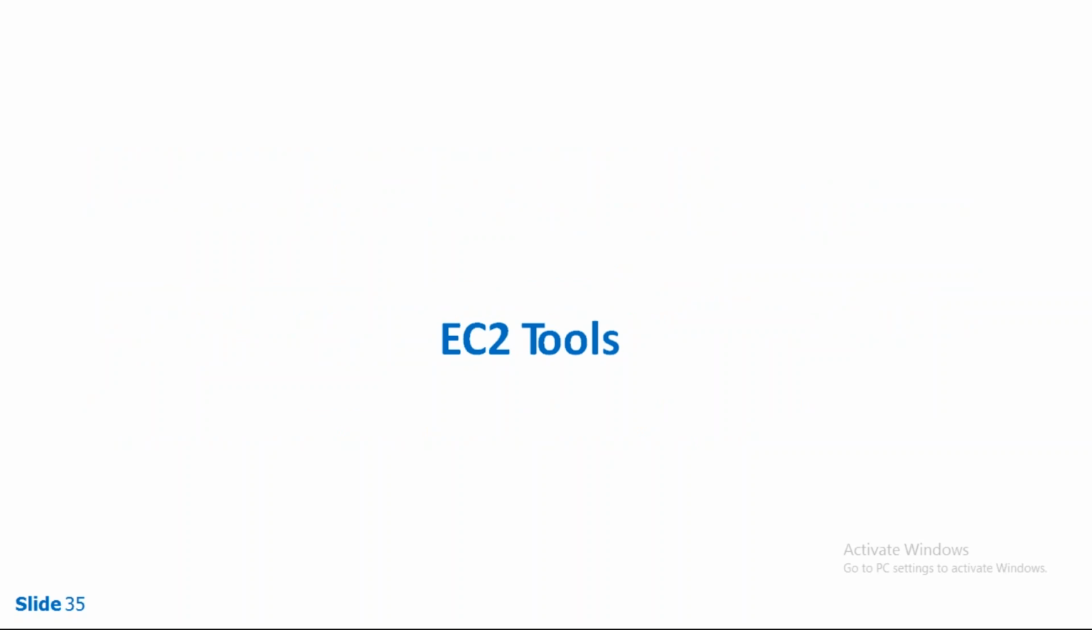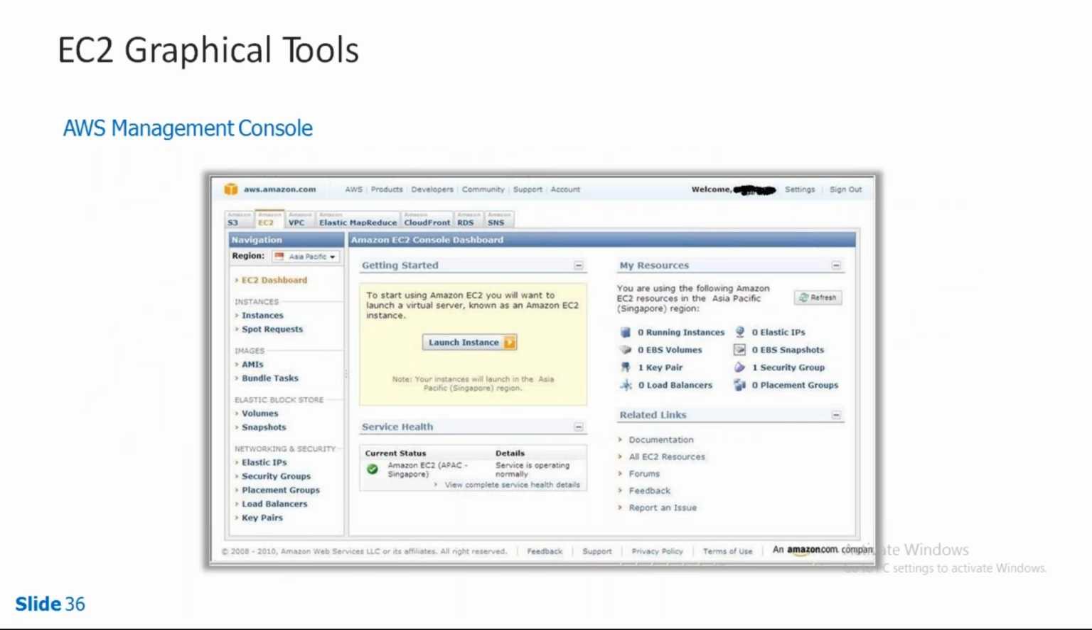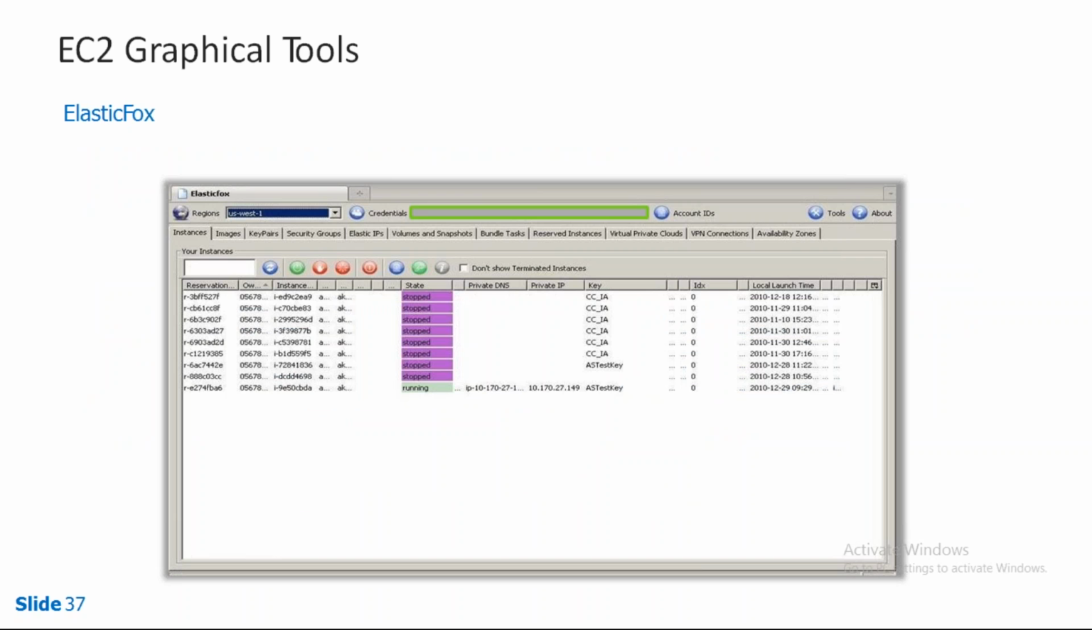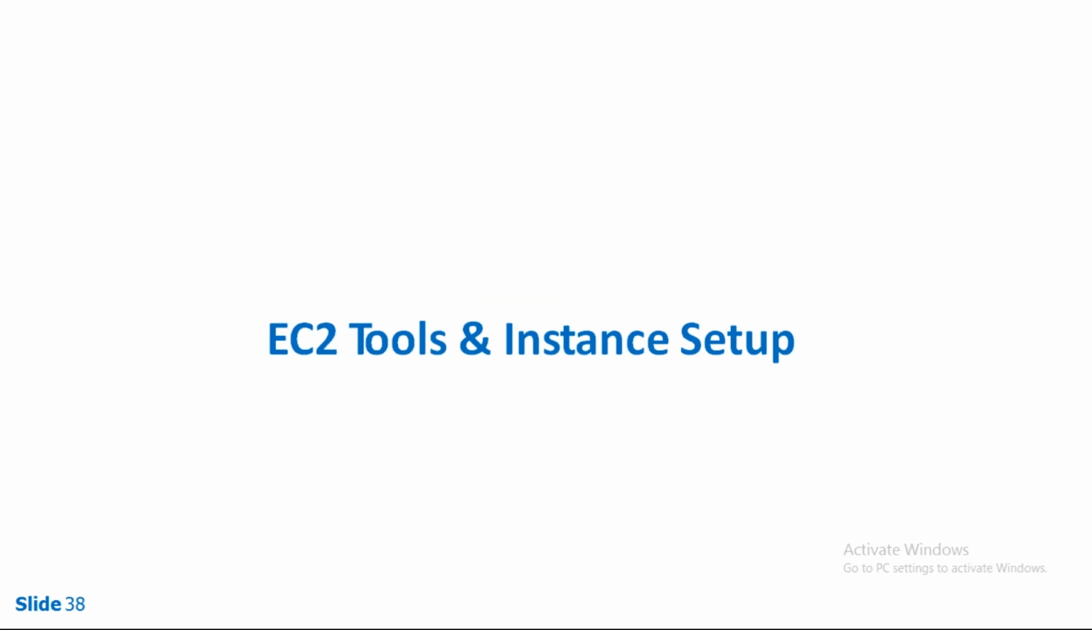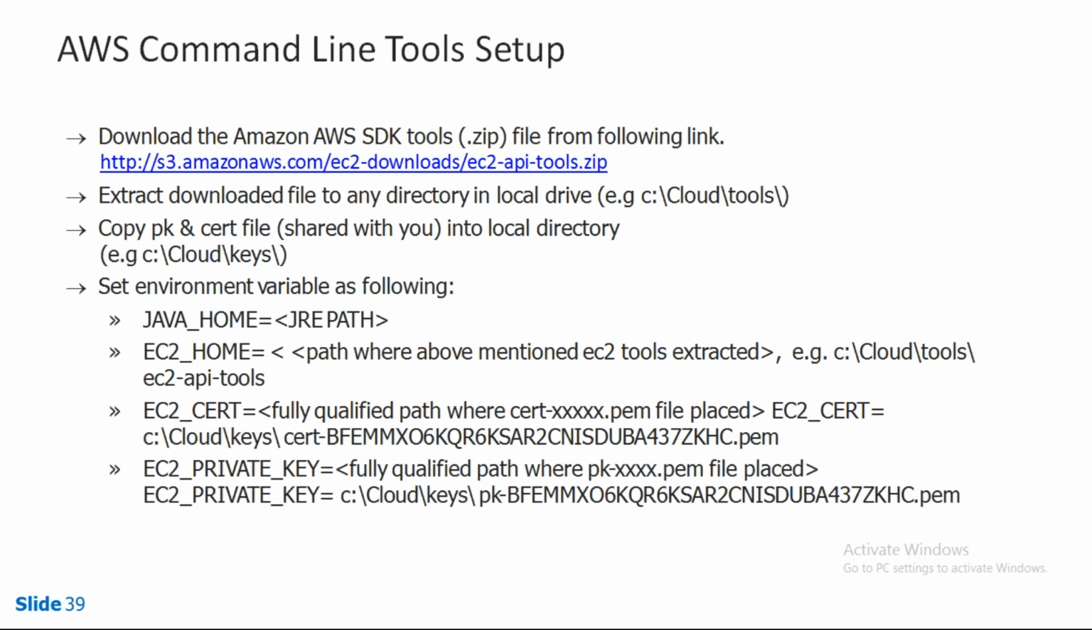So that's the point. Next, EC2 tools. These are the different tools. These are the older versions, but we will see the new things. So graphic tools, Elastic Fox and all. Remember EC2 tools and instance setup. So we will see something practically now.